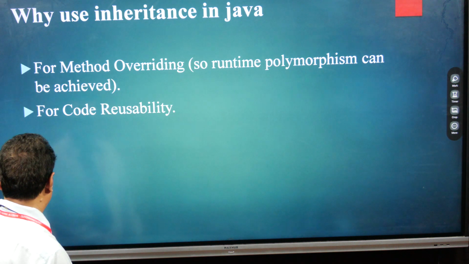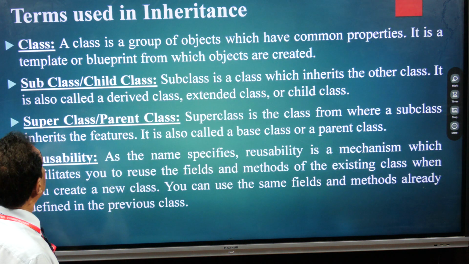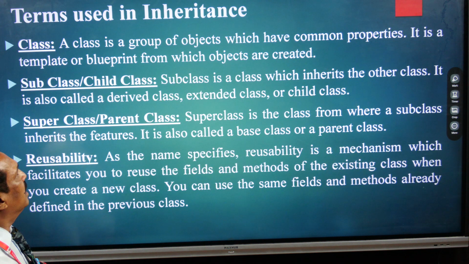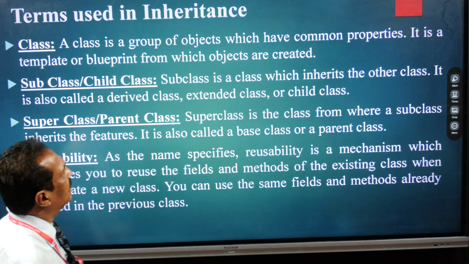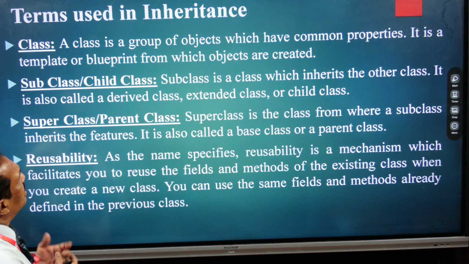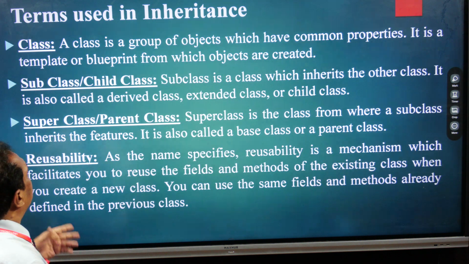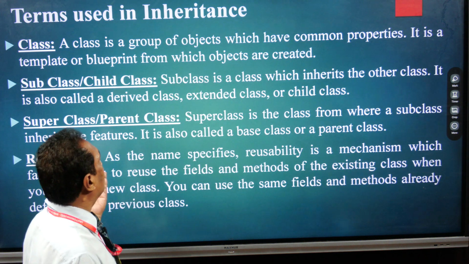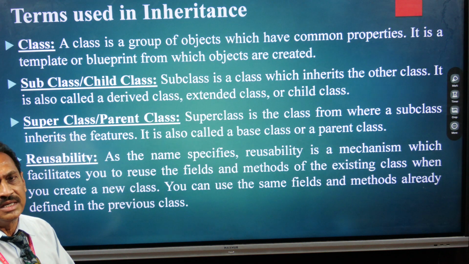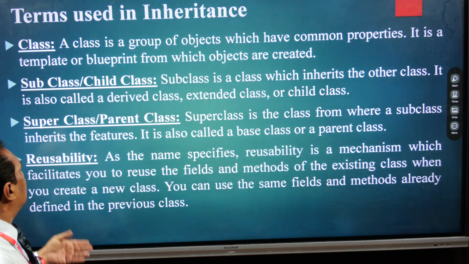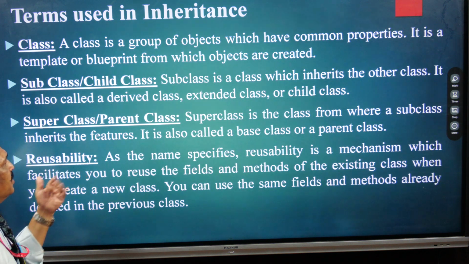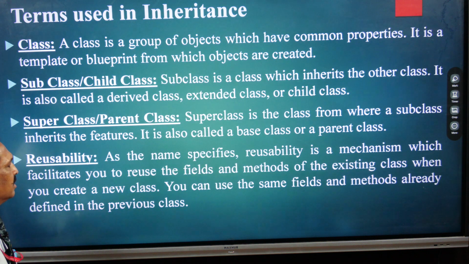So first we'll see the terminology used in inheritance. One is a class. A class is nothing but a collection of objects and properties. In other words, we can call it a blueprint from which objects can be created. Then we have subclass and child class, or superclass and parent class, or base class and derived class. In many ways we can use this terminology.